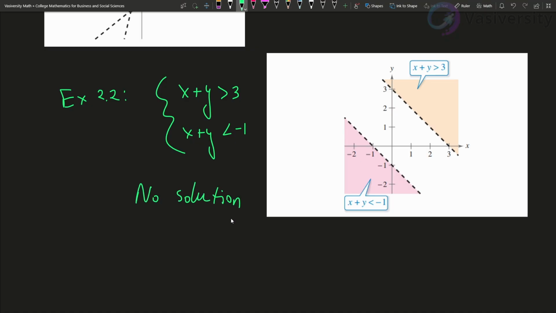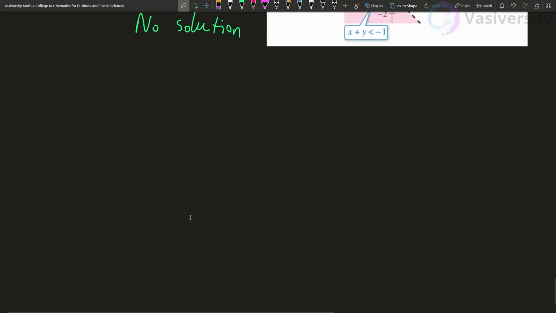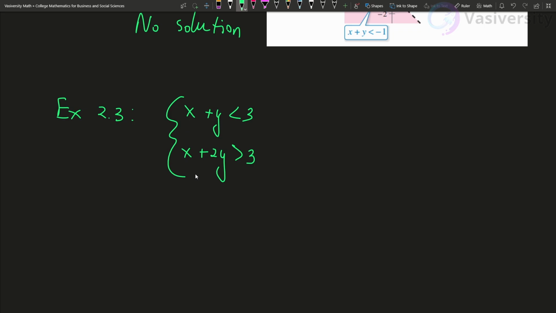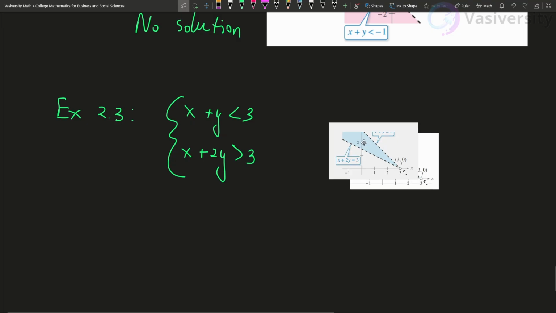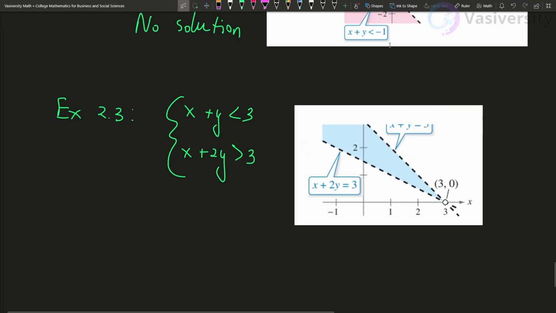Okay, and sometimes, in the previous few examples, we had a bounded solution. But now sometimes we might have an unbounded solution too. That's completely fine. So example 2.3. If we have something like x plus y less than 3 and x plus 2y greater than 3, right? Those two equations are different. So that means we will have an infinite region, right? So here is the infinite region. It can stretch out to infinity, but that's fine, right? In application, that's sometimes the case. If we're looking for a set of certain points, we might end up with regions like this.